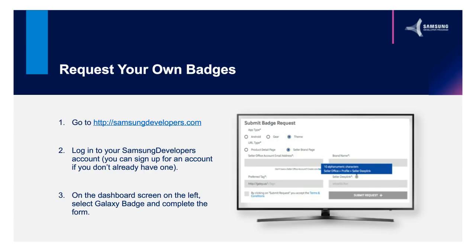Our Galaxy badge also supports the seller or brand page functionality. So if you want to obtain one badge URL that points to all your apps in Theme Store or in Gear Store, you can also submit a request directly from this portal, and that one single URL will help your users navigate to your brand detail page, where all your products are going to be listed.